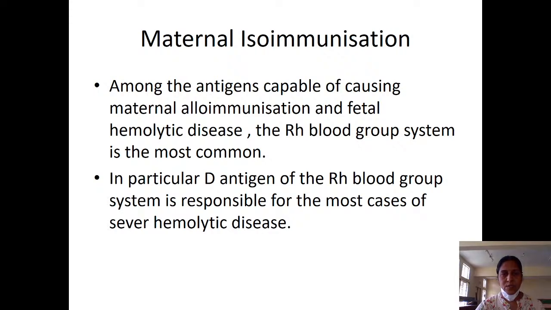What is maternal isoimmunization? Among the antigens capable of causing maternal alloimmunization and fetal hemolytic disease, the Rh blood groups are the most common. In particular, as I told, the D antigen of the Rh blood groups is responsible.